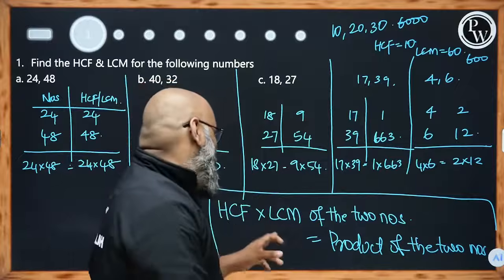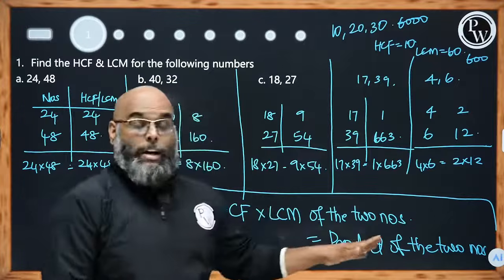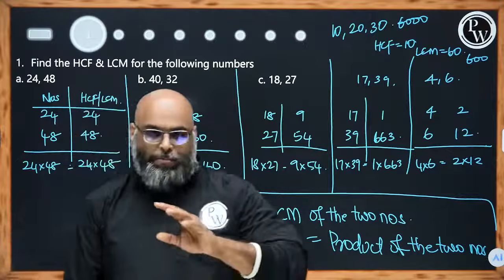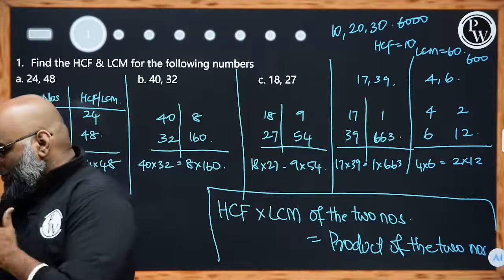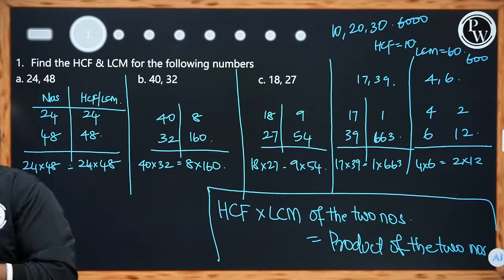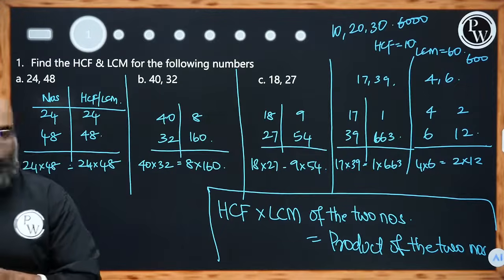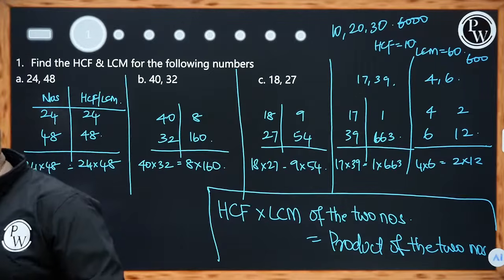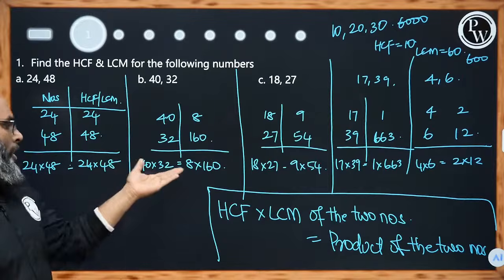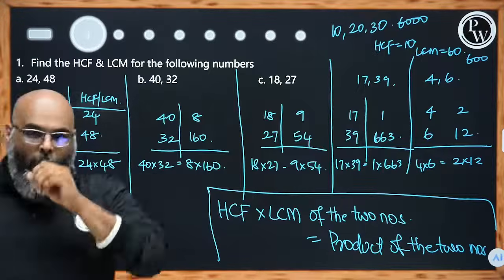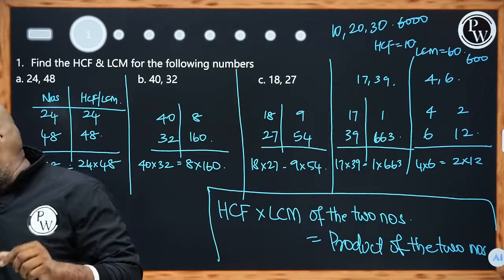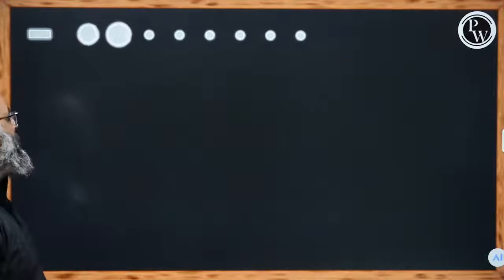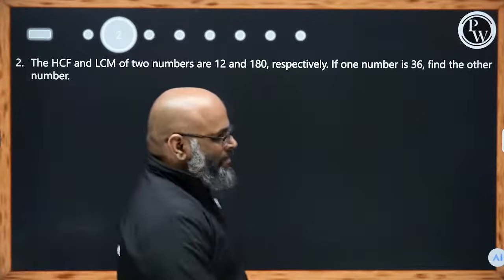So make a note. That's why I've very clearly written HCF into LCM of the two numbers is equal to product of the two numbers. Make a note, it works, right? HCF into LCM, all these numbers, exactly, works for all the numbers. It works for all the numbers, Athar. Check it out. 40 into 32, 8 into 160, they both will be same. They both work, right? Now, if you have understood this part, go for this, solve the question.